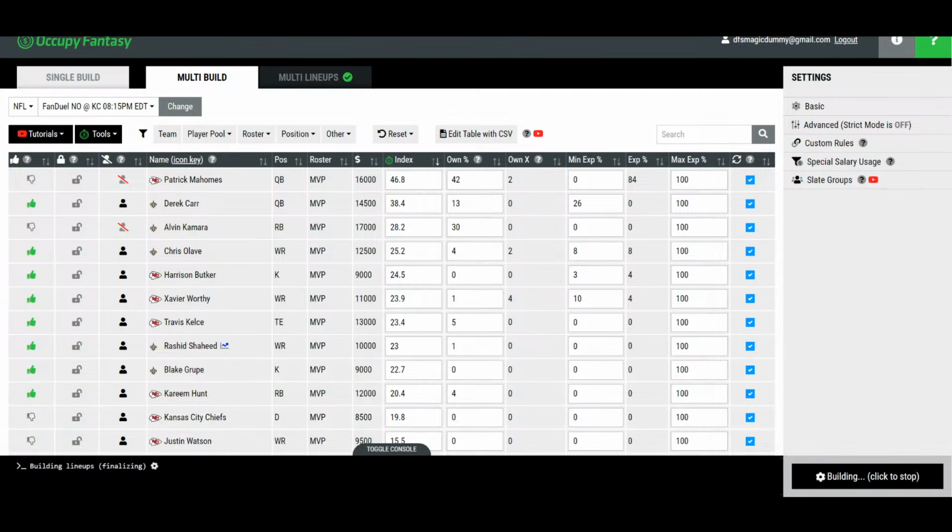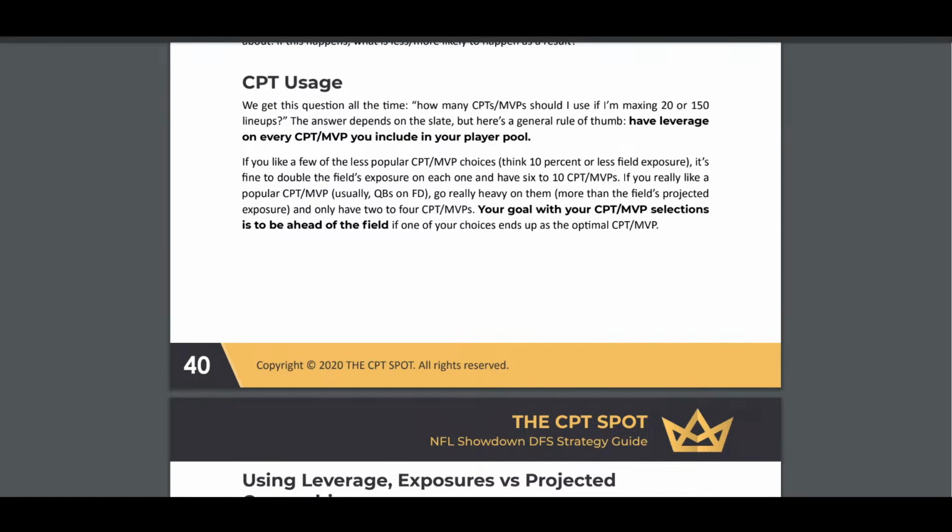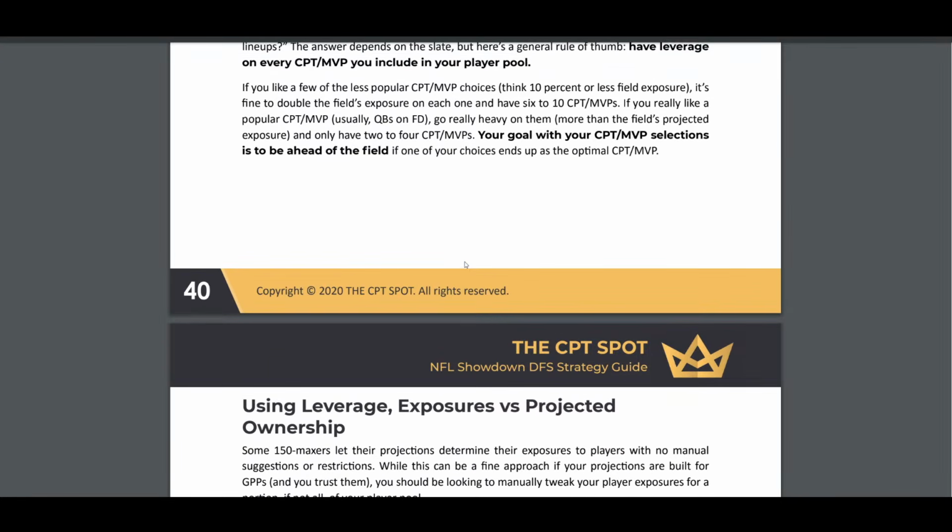Come on, let's finalize. By the way, if you really like a popular captain MVP quarterback on FanDuel, like Mahomes tonight, go really heavy on them, more than the field's projected exposure, and only have 2 to 4 captain MVPs. And that's not even aggressive. You might just play one MVP.